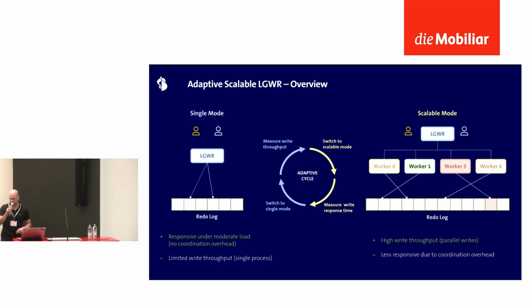And then in scalable mode, log writer becomes just the coordinator and just assigns write work to multiple worker processes, which then write into the redo log. And while in scalable mode, Oracle keeps on measuring system performance. And what it does is it no longer measures the throughput, it measures the write time. And if the write time drops below a certain threshold, it switches back to single mode. That's the main idea. And we're now going to dive into all these details, what that means in the background.